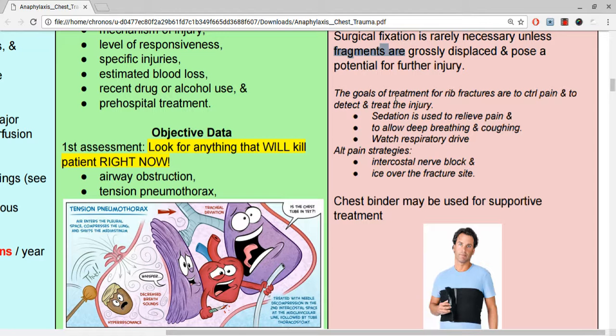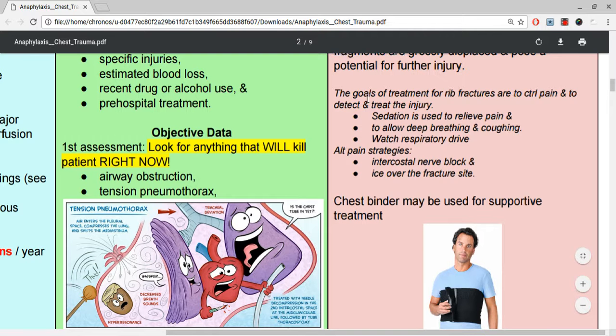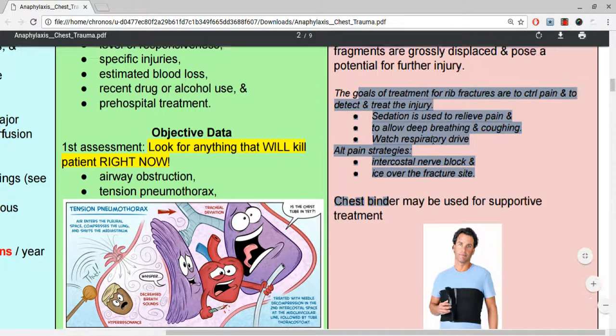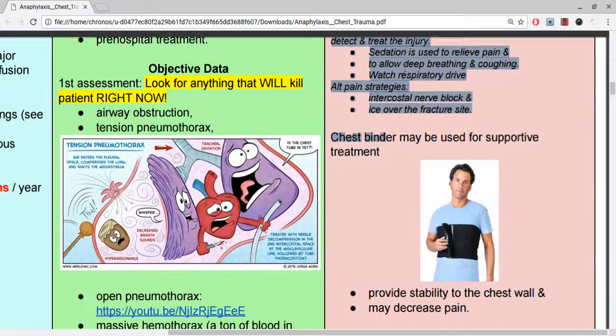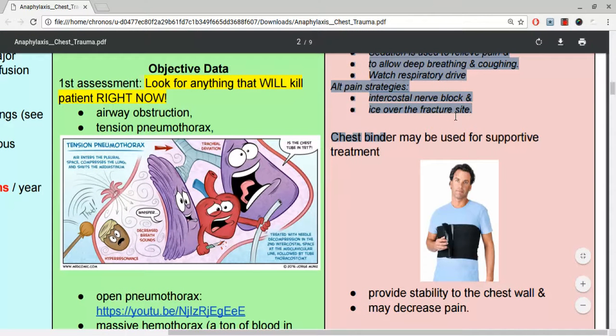The goals of treatment for rib fractures are to control pain. I put these into italics because they're obvious. You're going to control pain by sedating them, and that's going to help allow them to deep breathe and cough. Alternate pain strategies: nerve blocks, ice.